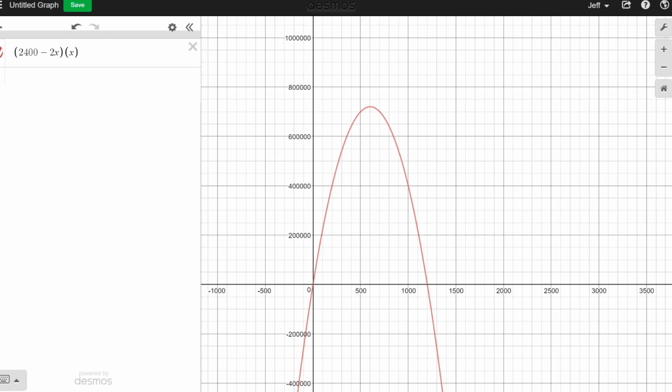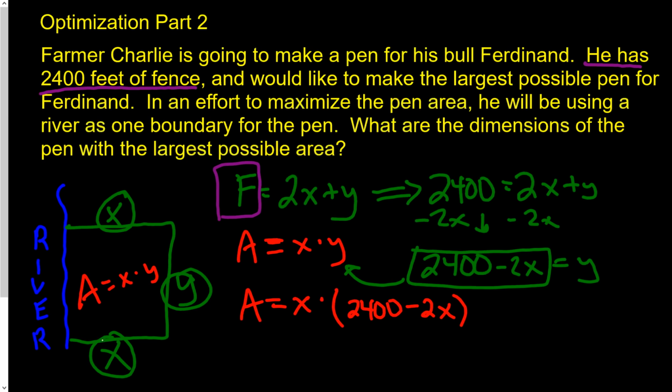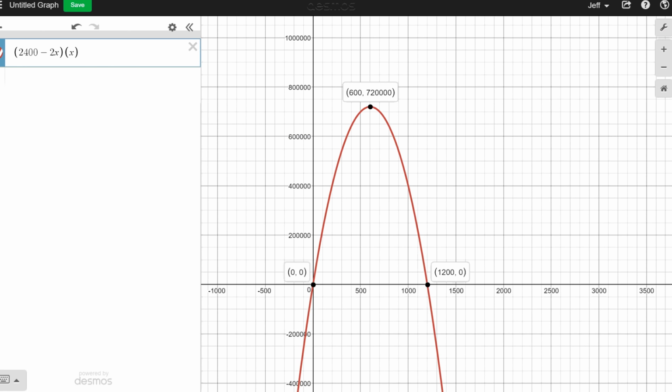All right, so it looks like here's my graph, and there is our maximum. We have two x-intercepts, and we have a maximum. Now let's talk about these x-intercepts for a second. This first one says 0, 0. That means that if your x value is 0, going back to our picture here, this x portion is 0 long, you would have an area of 0. And that should make sense. If we don't make that x portion any width at all, you're not going to have any area.